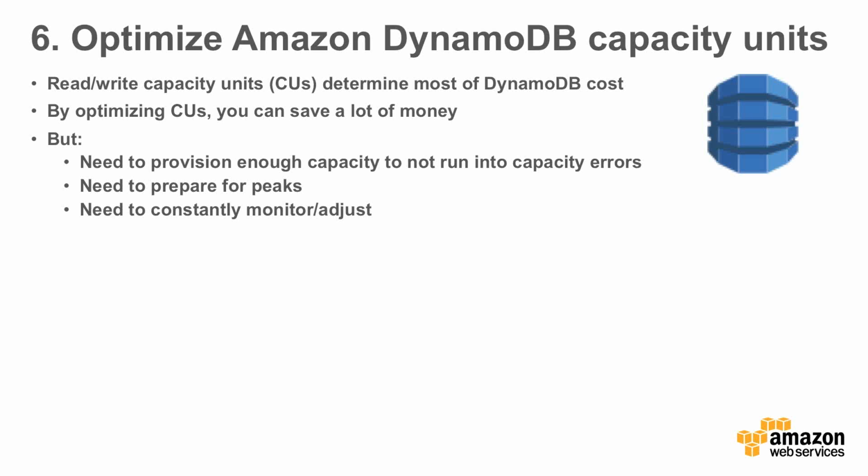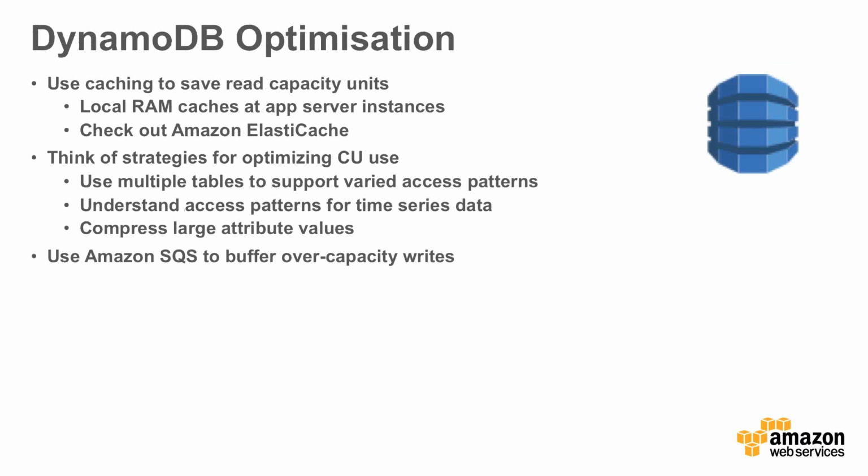So DynamoDB optimization, using caching to save read capacity units. So local RAM caches at app server instances. What that means is that you can design your application to cache the most commonly used data within the caching layer of your application, so that you don't have to keep going back to DynamoDB to read data. Also, you can utilize the Amazon ElastiCache for Redis or Memcached to cache your data, and you can run it in parallel with your DynamoDB. And this will also allow you to save your capacity units.